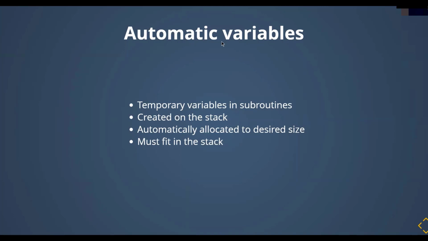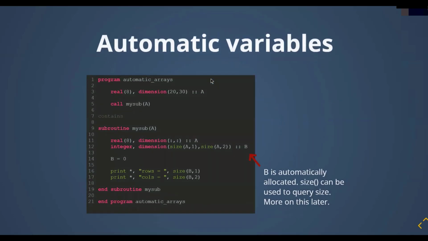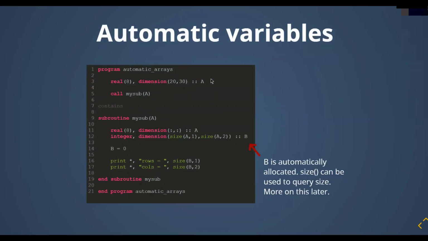These automatic variables in Fortran are allocated to the desired size in the subroutine. But of course, they have to fit in the stack, which is a limited memory area. So we have to be careful a bit about that. An example of this is shown here.